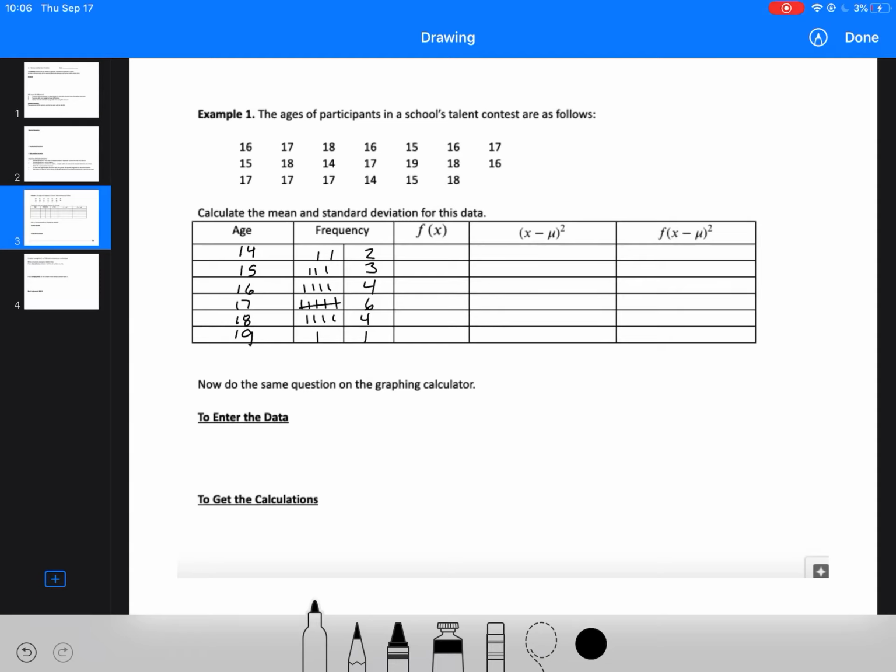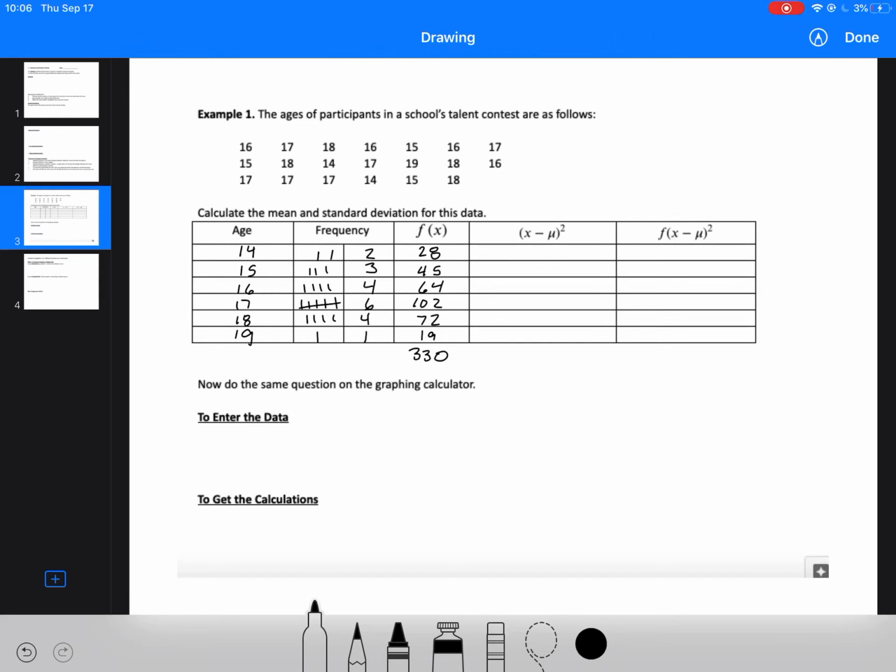Our f times x is just going to be our frequency times our age. So here we've got 28, 45, 64, 102, 72, 19, for a total of 330.